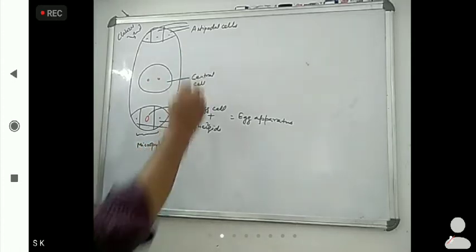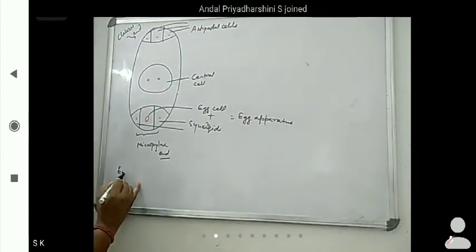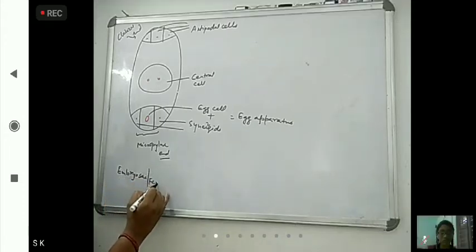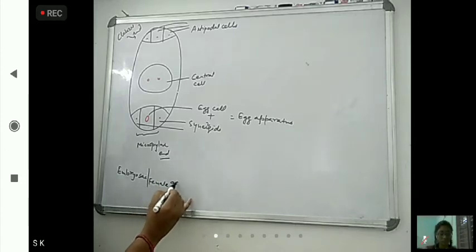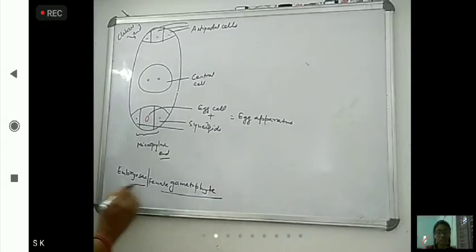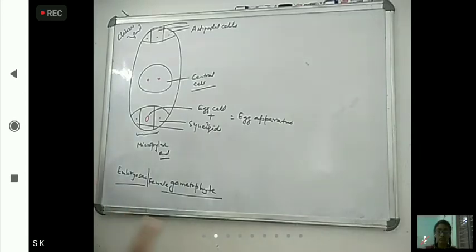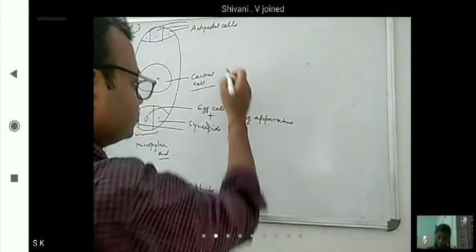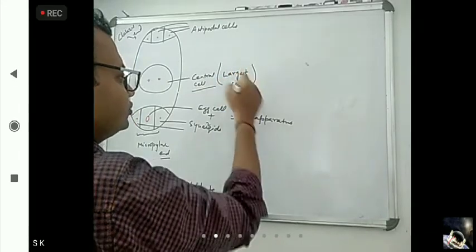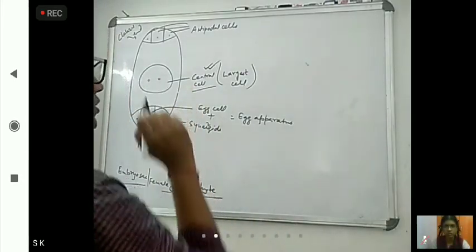And we also discussed the entire components of the embryo sac. This is the mature embryo sac, or female gametophyte. Till now we discussed this. Here we saw that in the mature embryo sac, the central cell was the largest cell. This you have to remember: the largest cell of the mature embryo sac is the central cell.